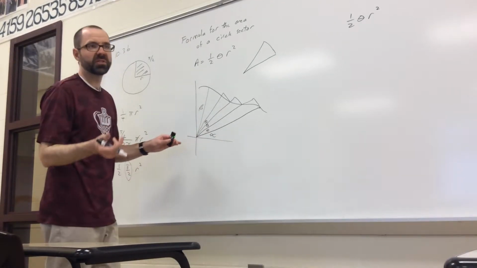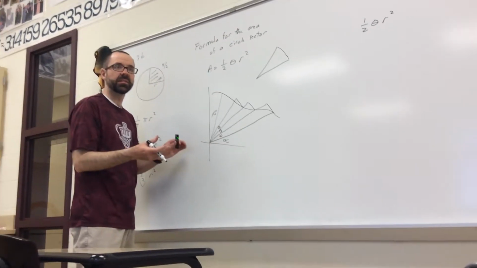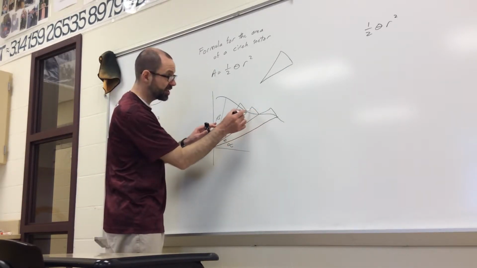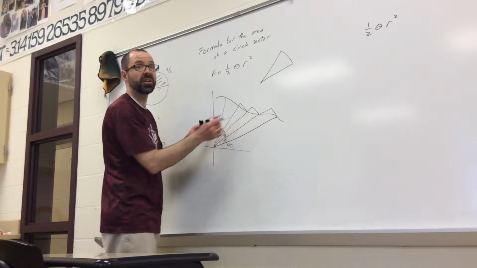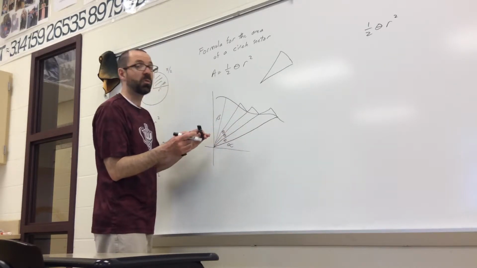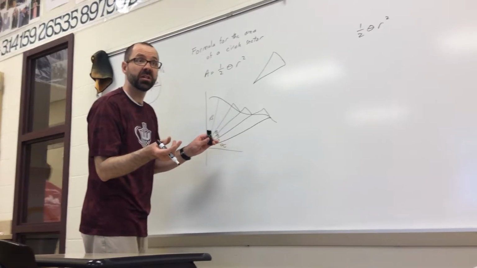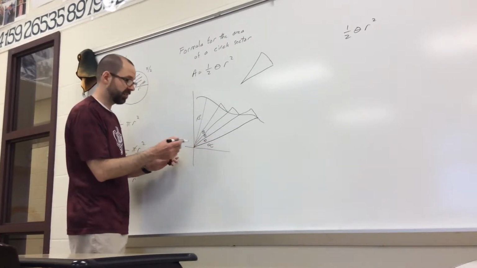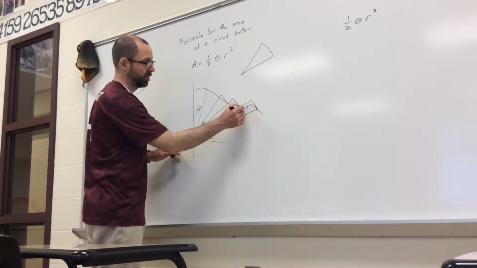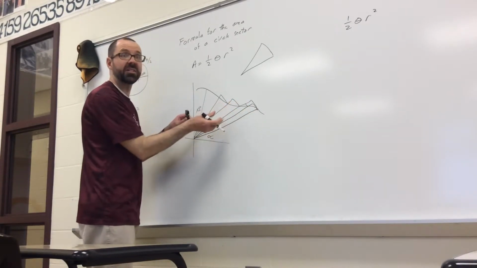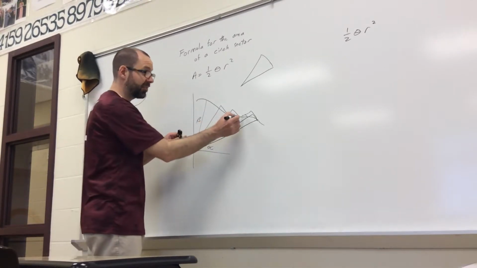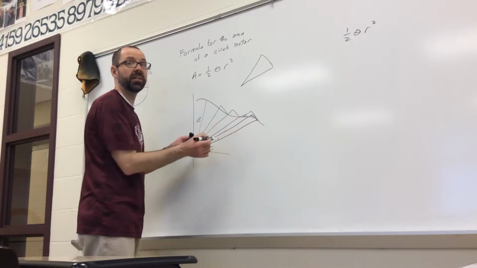Okay, now, obviously, this isn't exactly right, is it? Because look at all this extra area I'm getting. Look at all this extra area I'm getting. Look at all that extra area I'm getting. So if I want to get a better approximation, I just do more pieces, right? Look at that. If I cut the pieces so that the theta is half as big as it was, I've got less extra area.